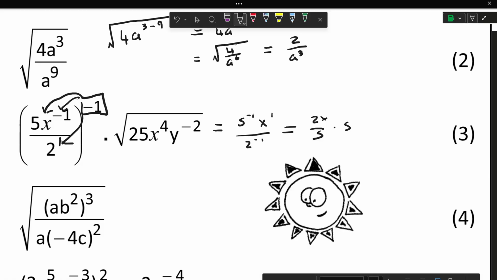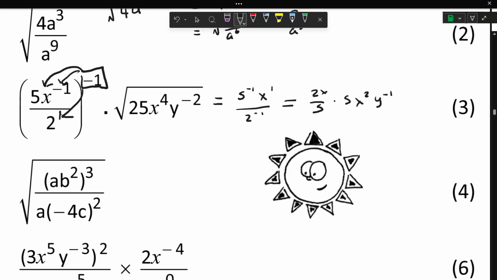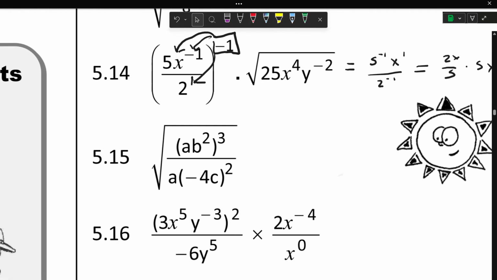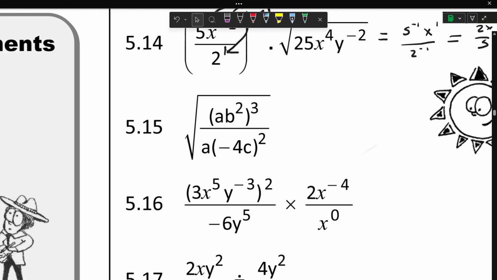Then x to the 4 over 2 is going to be x squared, and that y to the negative 2 is going to be y to the negative 1. So then this y is going to go on the bottom, and 5x squared times 2x is going to be 10x cubed over 5y, and then that'll be 2x cubed over y. Why, you ask? Because there's 10 and there's 5. 5 goes into 10. Cool, I'm sure you can see that.